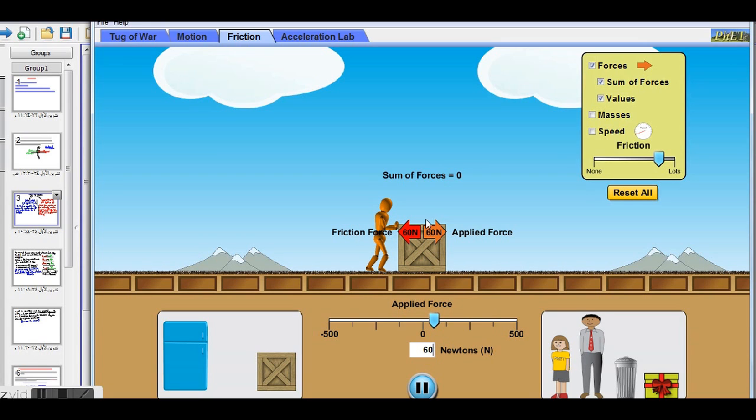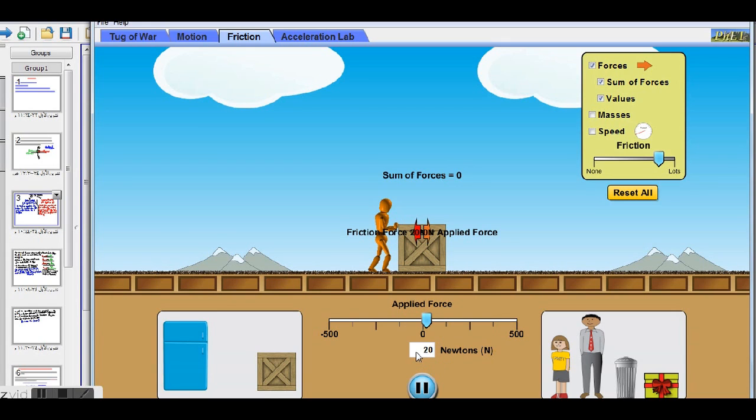If I increase it, I make it 60, you will observe that the force of friction also goes up to 60. If I make it 20, it drops down to 20. So what do we notice here? We notice that the force of static friction actually works in response to the applied force. If the applied force increases, static friction increases. If the applied force decreases, the force of static friction also decreases.